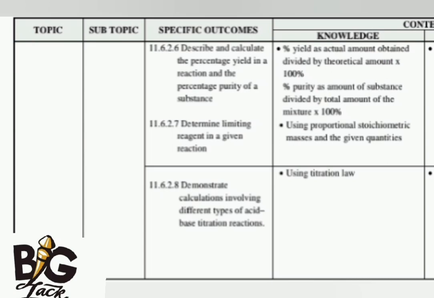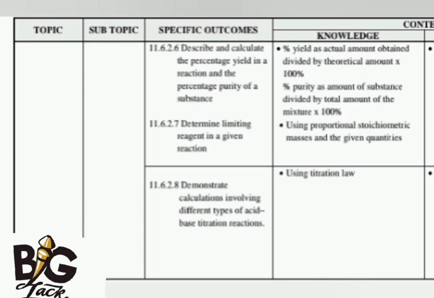Apart from that, you need to determine the limiting reagent in a given reaction. This one is very, very important. Whether you like it or not, you need to know how to determine a limiting reagent or excess reagent. You also need to demonstrate calculations involving different types of acid-base titration reactions. In this part you need to use the titration law.